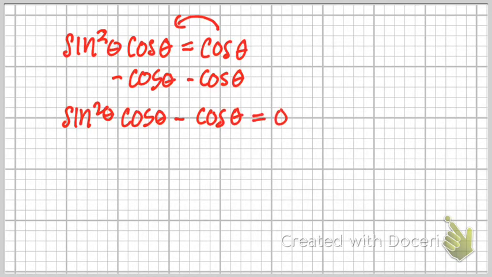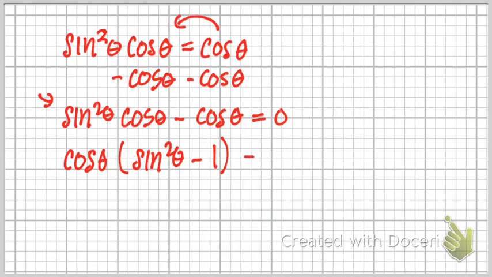So now from here, I take a look at this left side and I'm just going to factor out a cosine of theta. And I'm going to have left in parentheses sine squared theta minus 1 equals 0. And I get 1 because think about this. If I distributed this back through again, that would give me sine squared theta cosine theta, and I have to get a cosine back here. So that means I would have to distribute a negative 1 there in order for me to get that.